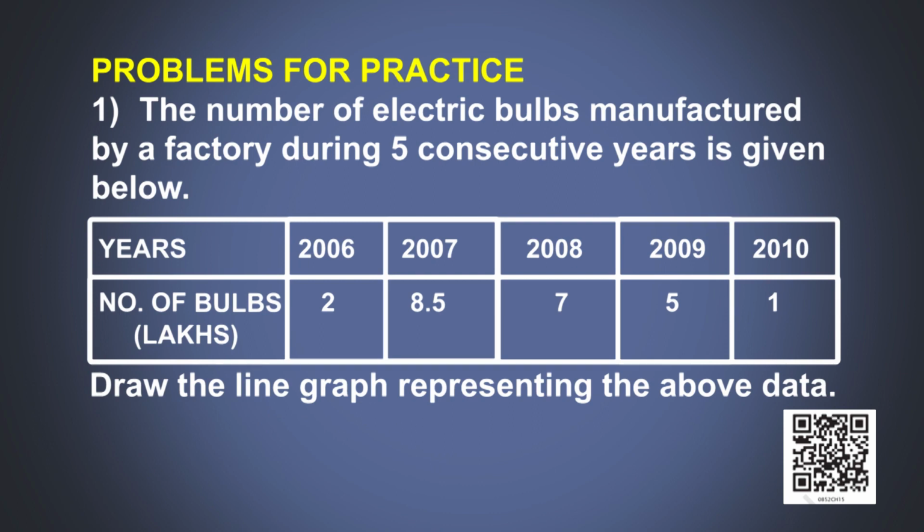Solve this problem as an exercise. The number of electric bulbs manufactured by a factory during 5 consecutive years is given below. In 2006, it's 2 lakh. In 2007, it's 8.5 lakh. In 2008, it's 7 lakhs. In 2009, it's 5 lakhs. And in 2010, it's 1 lakh. Draw the line graph representing the above data.